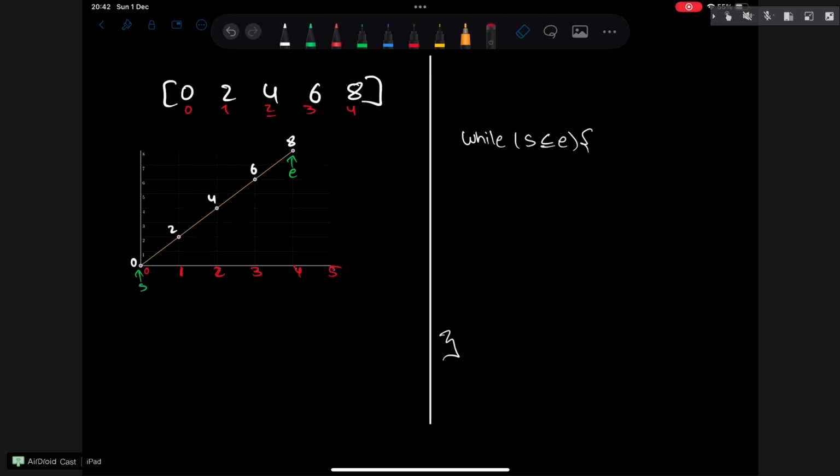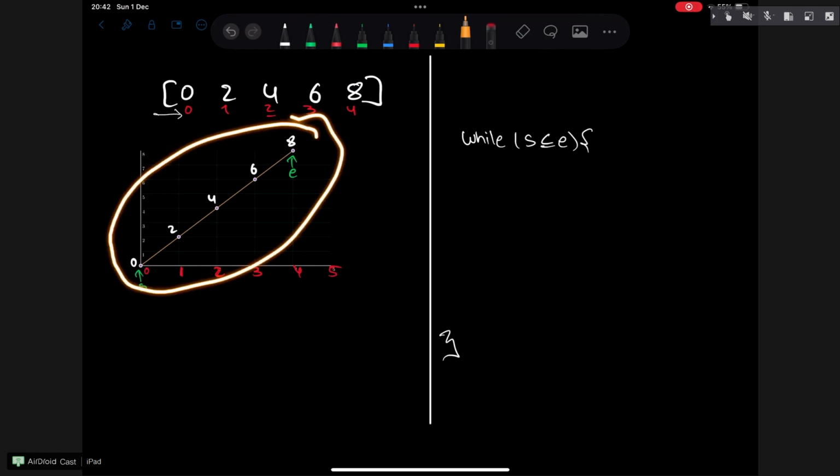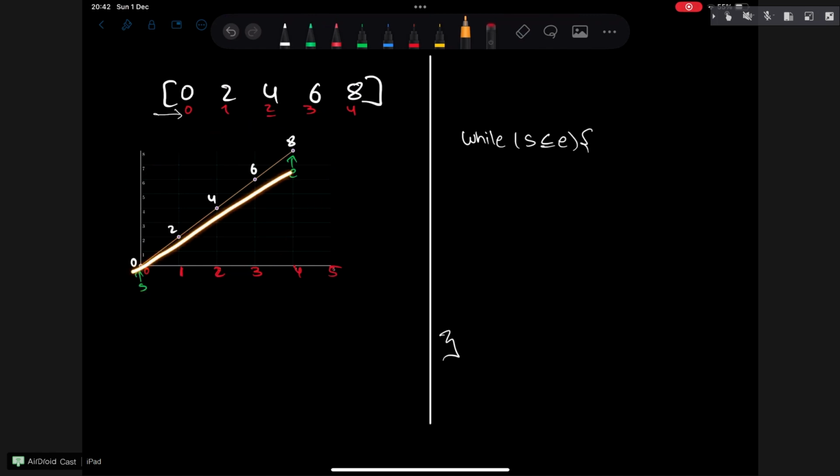So let's say we have this question, and let's understand it using 3 examples. For example number 1, I have 0, 2, 4, 6, 8, and the indexes are 0, 1, 2, 3, and 4. As you can see, if you draw the graph, the array is always in increasing order, right?